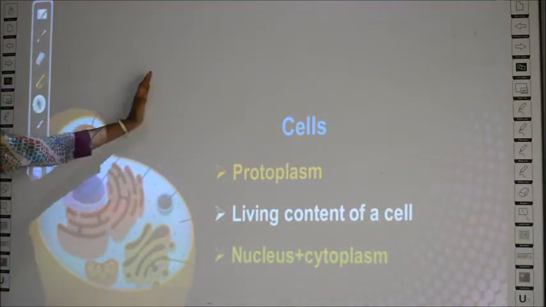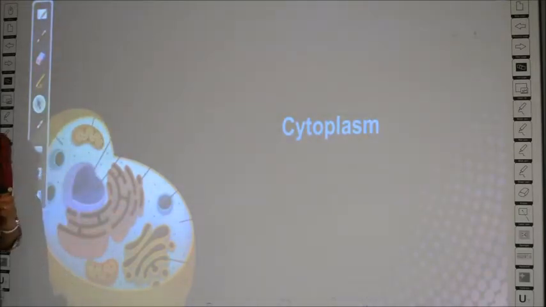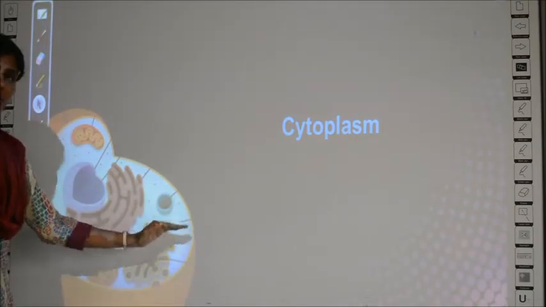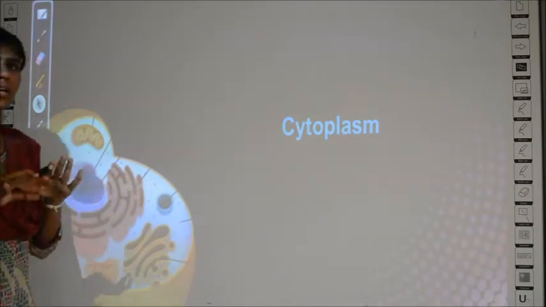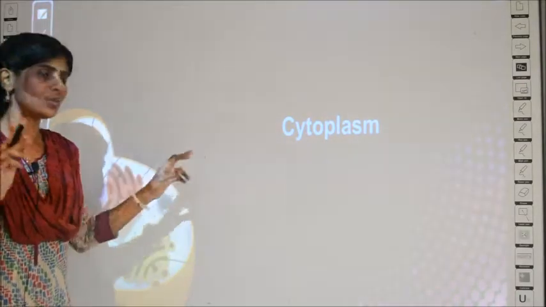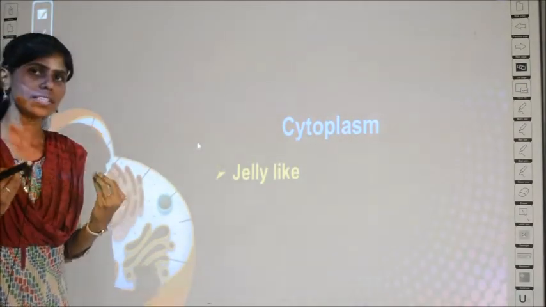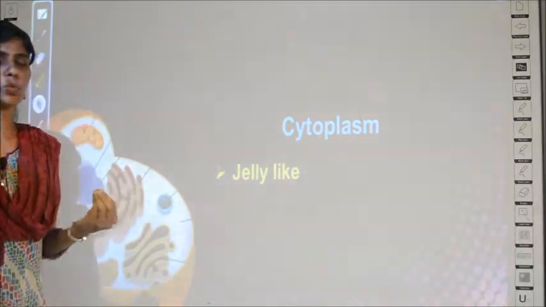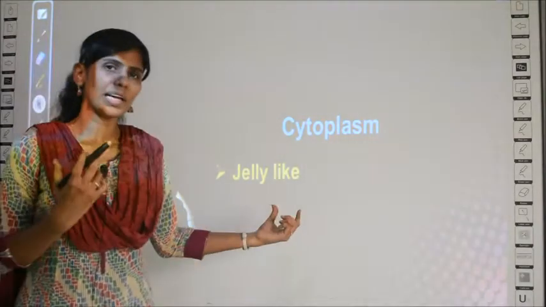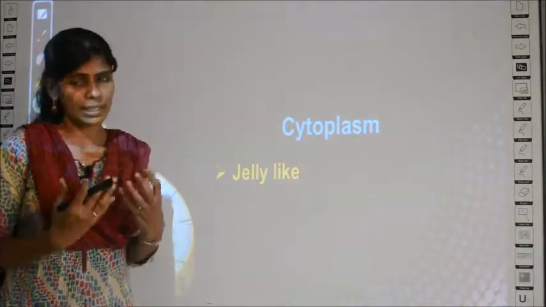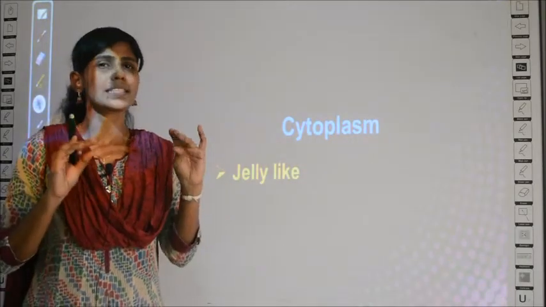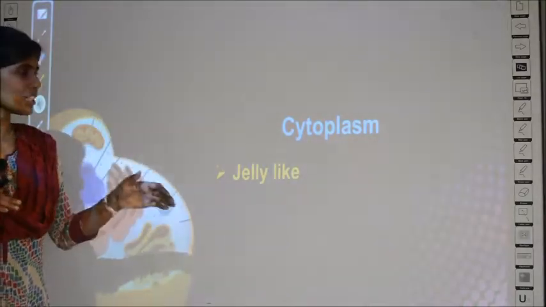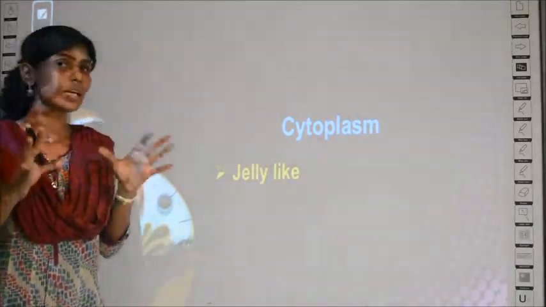So what is the next term I am going to teach you? I will teach you about cytoplasm. I already told you. Where is the cytoplasm? Can you show me? This light blue region is called the cytoplasm. It is like the water material inside every cell. Now, what is the nature? I told you it is water like. No, actually it is not fluid like water, but it is jelly like. What is jelly? It will not be a complete liquid or a solid. It will be a semi-solid structure.